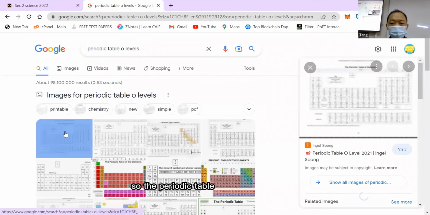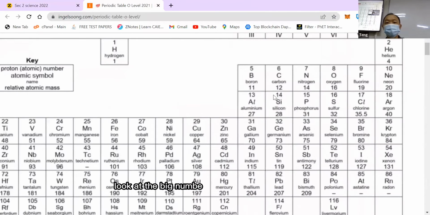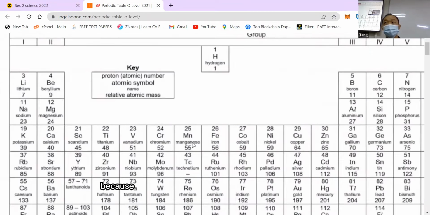So in the periodic table, there are two numbers. You got a big number and a small number. Look at the big number. Now, why I say big number? Because there is a newer version of this periodic table. What you see here is the older version. I will tell you what's the difference.